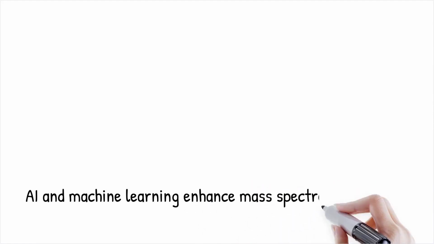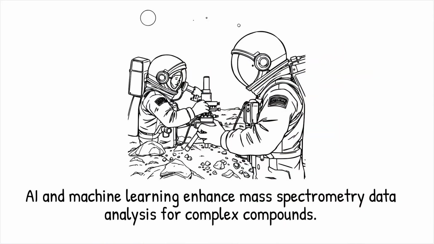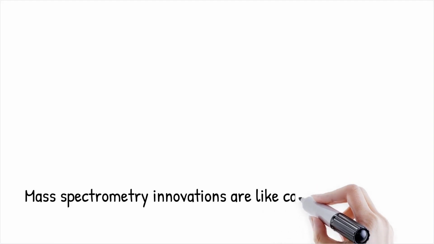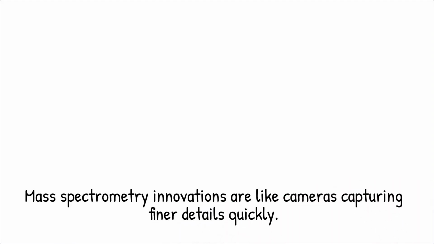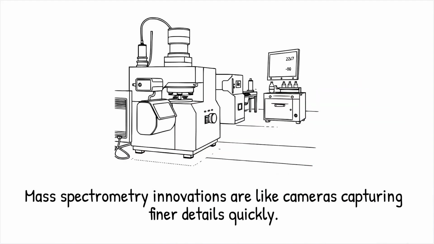Combining MS with artificial intelligence and machine learning is also revolutionizing data analysis, enabling faster identification of complex compounds and patterns. Example: portable mass spectrometers are being used in space missions to analyze the composition of planetary surfaces. Analogy: future innovations in mass spectrometry are like upgrading a camera to capture finer details, faster, and in more challenging environments.